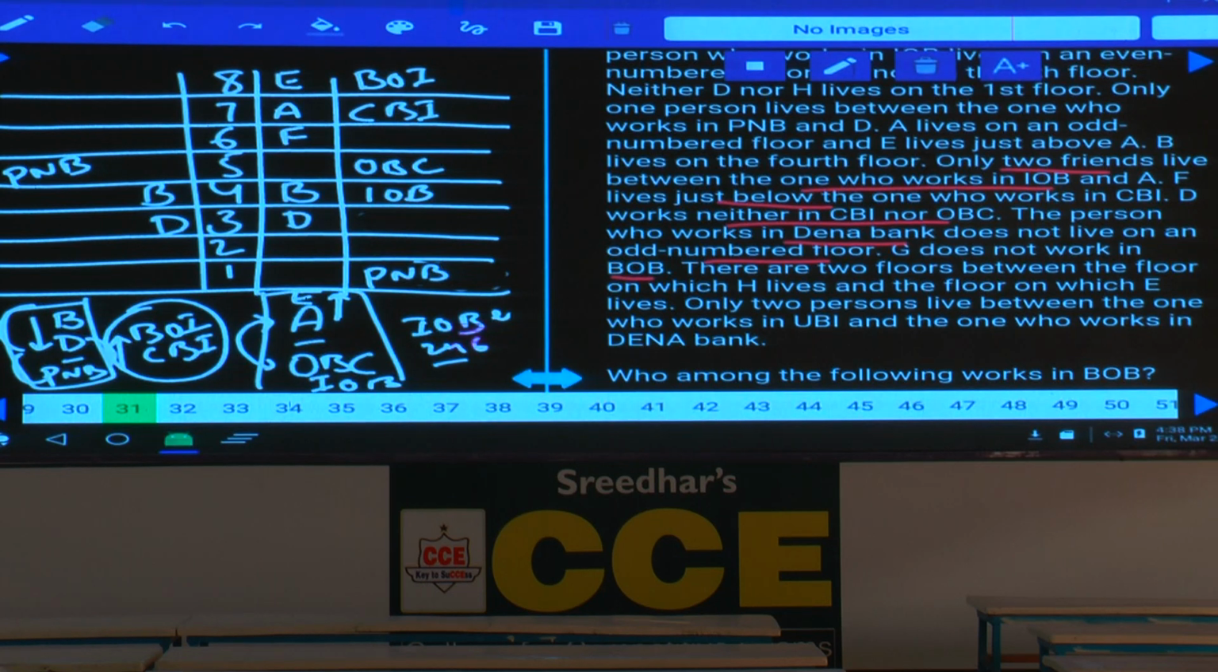And next one, there are 2 floors between the floors on which H lives and the floor on which E lives. Between H and E there must be exactly 2, and so this H must be on floor number 5. Then only 2 persons live between the one who works in UBI and the one who works in Dena. Earlier we discussed Dena can be either on the 2nd or the 6th floor. If Dena is on the 2nd floor, then UBI must be on the 4th floor, which is not possible, hence Dena must be on the 6th floor. If Dena is here, then UBI must be here.